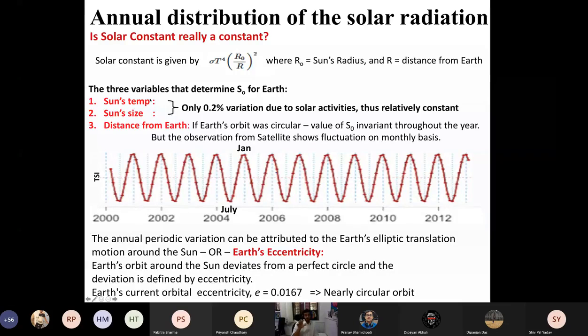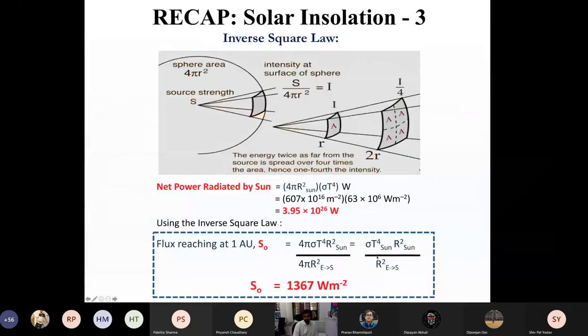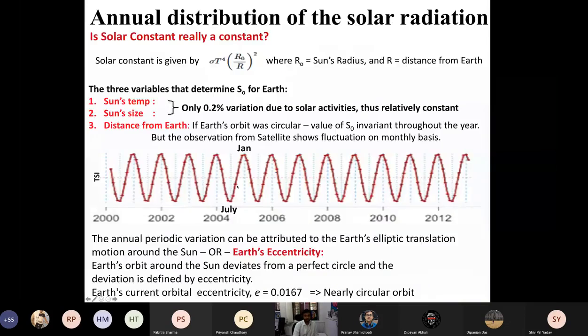Now, the solar constant, as we know, is sigma T to the power 4 times (R0 by R) squared, where R0 stands for the radius of the Sun and R stands for the distance between the Earth and the Sun. Now the Sun's temperature and size are not varying much over time. Has it varied over the last millions and billions of years? Definitely it has. But for our time scales, which is between tens and hundreds and thousands of years, it is not varying by much.